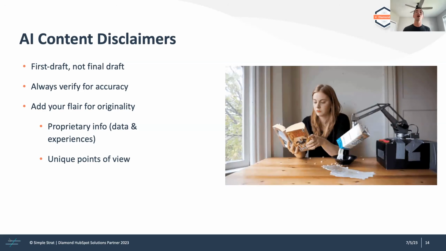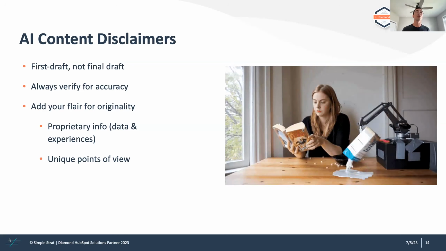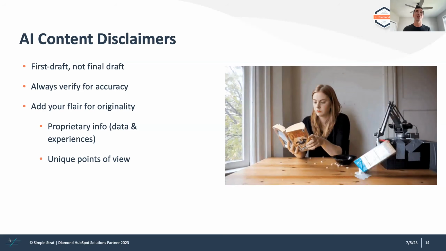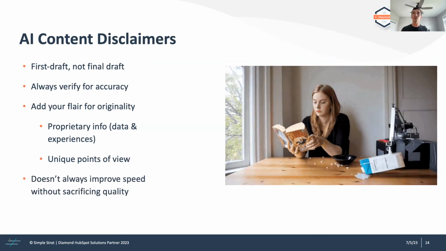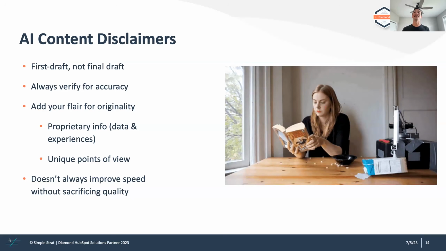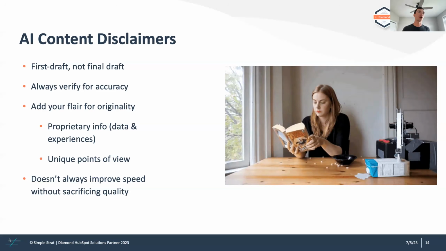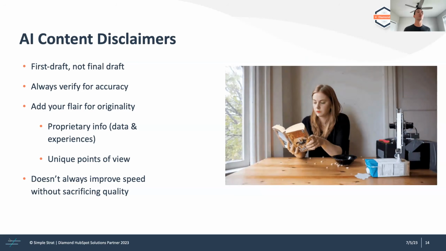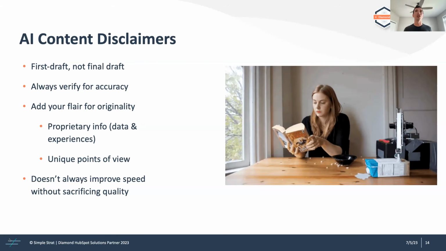So sharing proprietary info. If you've got unique data that you only have access to, experiences that are only yours or only your company's, or you've got unique points of view, always work to insert those, because those are the kinds of things that your competition will never be able to duplicate using the same AI tools. And then just keep in mind that a lot of the things I'm going to talk about for use cases here are about improving speed. Just note that AI doesn't always improve speed without sacrificing quality. So a lot of times how I like to think of it is it's a great way to get to a better quality product in the same amount of time, because you can ideate and iterate faster using AI.